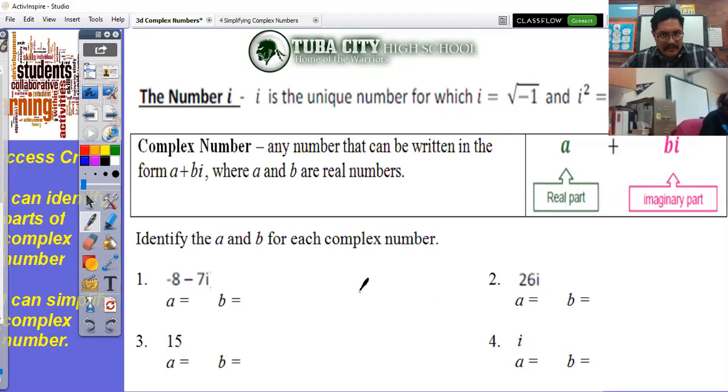Complex numbers are a combination of a real number and an imaginary number. So we put them in this form of a plus b times i. And it says a and b are real numbers. In other words, if it's not a real number, then it would be an imaginary number. But if you have 2 imaginary numbers, then it becomes a real number. So tricky.